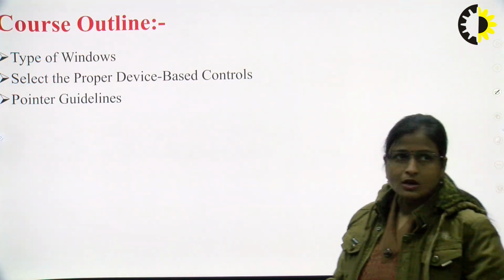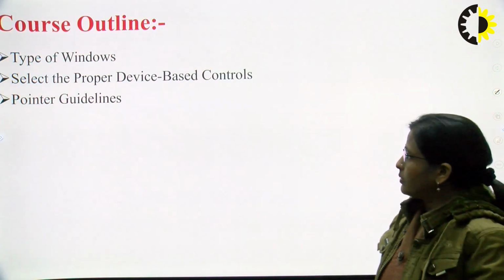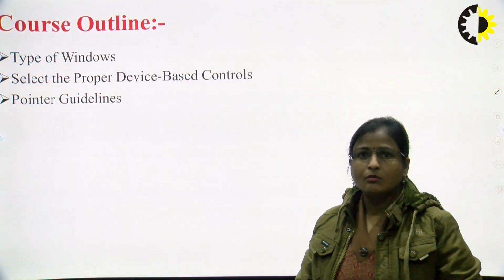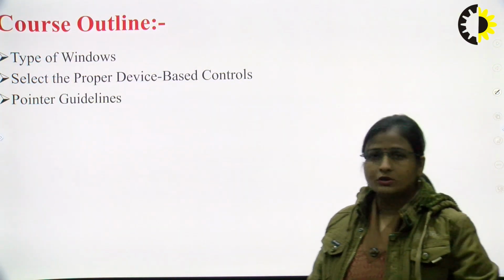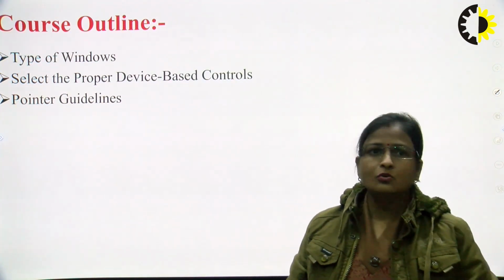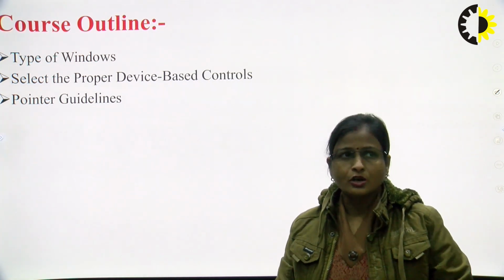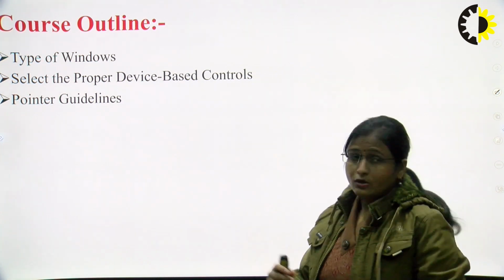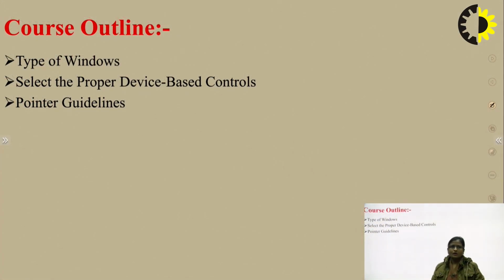So this is the course outline. First is the types of window. Second, select the proper device based control, and third is the pointer guidelines. Basically, in this course we have to discuss the user interface. That means how a programmer is going to design an interface for a user: the types of window he wants to use, the device he is going to use, and the pointer guidelines.